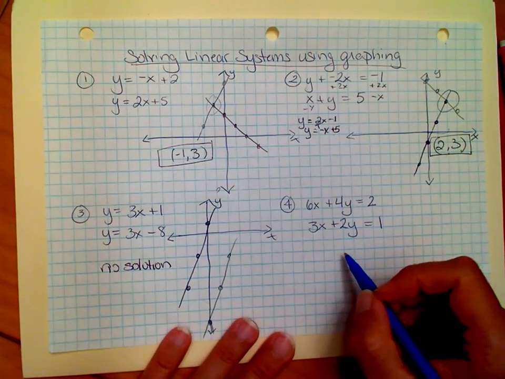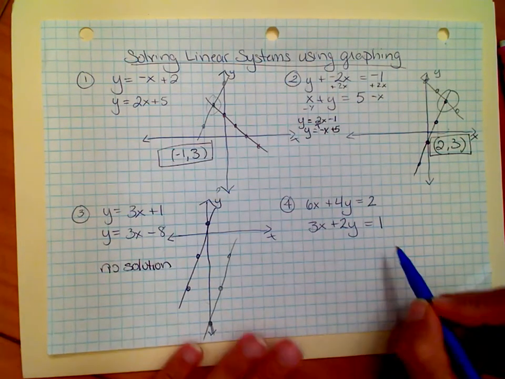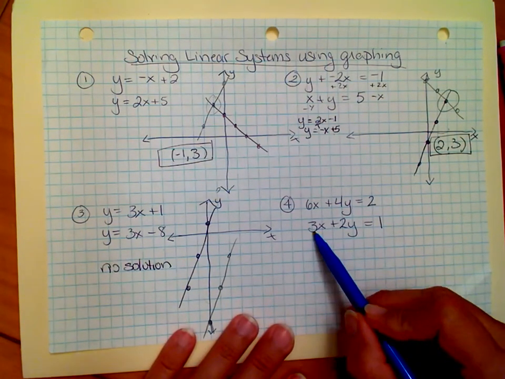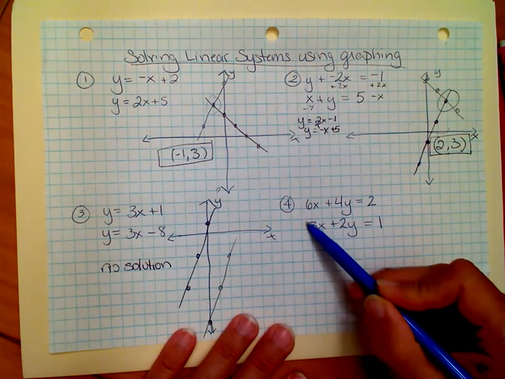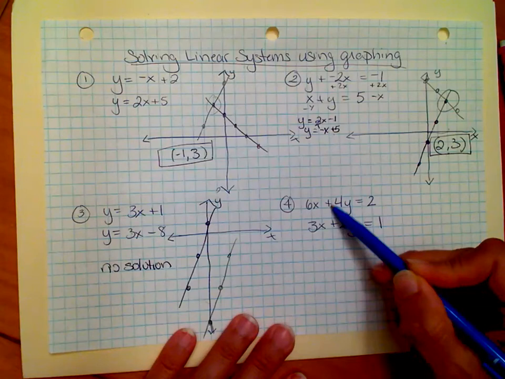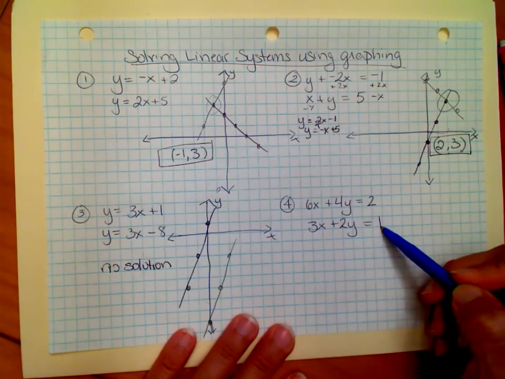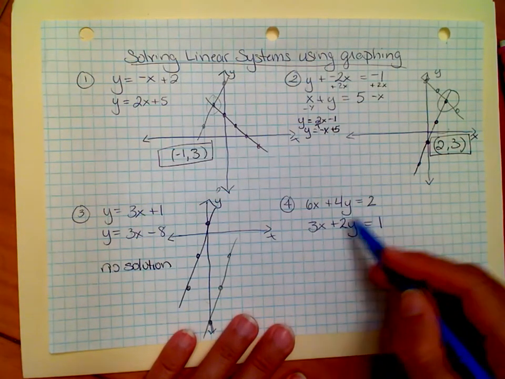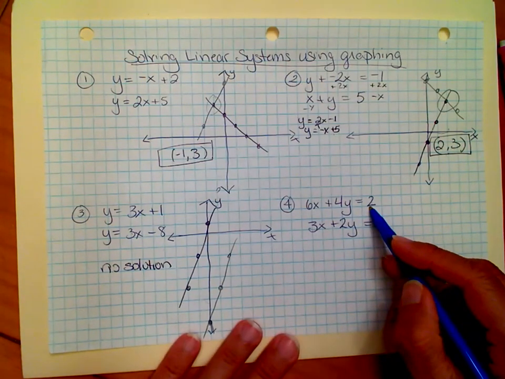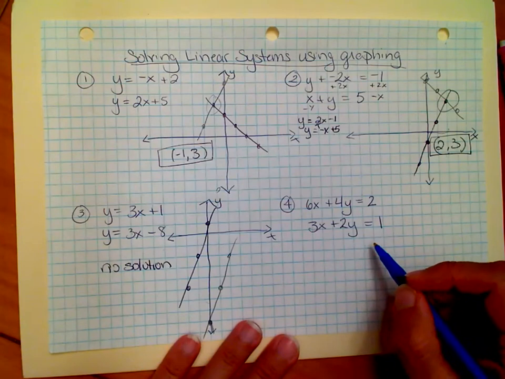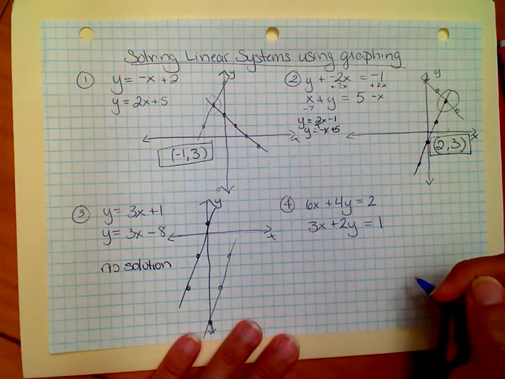Let's try this last one. Sometimes it's good to just look at them and say, so that's a 3, that's a 2, that's a 1. And if you'll notice, this is 3 doubled. 3 times 2 is 6, 2 times 2 is 4, 1 times 2 is 2. That means this equation multiplied by 2 is that one. That's a hint that these are going to be the same lines. We're going to have an infinite amount of solutions because it's the same line.